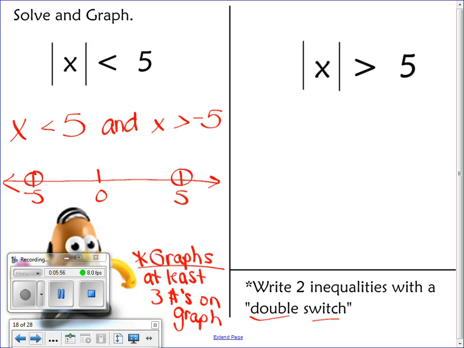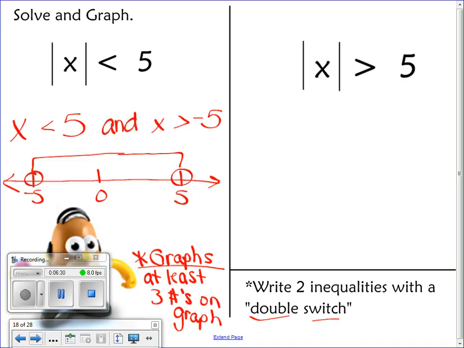You may or may not remember doing this from Algebra 1. But where are the numbers less than 5? To the left or to the right? To the left, right? I always draw mine above so I can see it. And where are the numbers greater than -5? To the right. So these actually connect in the middle if I could draw a straight line. So in other words, what you're doing by graphing it is you are showing me where all the numbers are that are the answers.